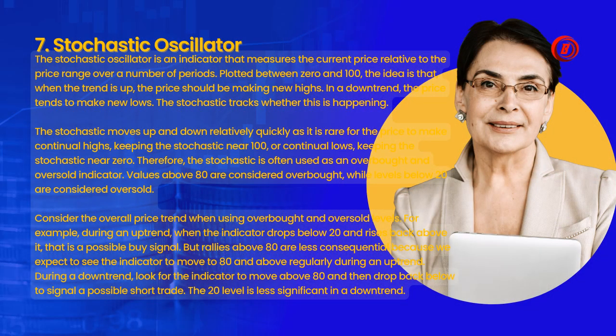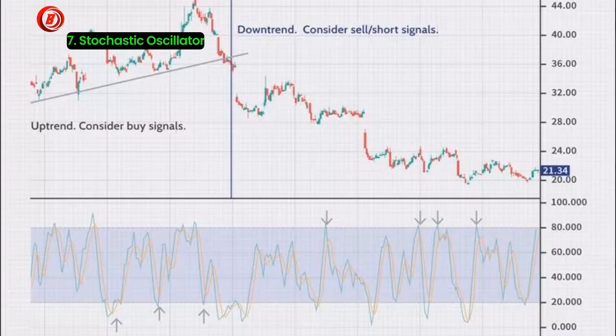7. Stochastic Oscillator. The stochastic oscillator is an indicator that measures the current price relative to the price range over a number of periods. Plotted between 0 and 100, the idea is that, when the trend is up, the price should be making new highs. In a downtrend, the price tends to make new lows. The stochastic tracks whether this is happening. The stochastic moves up and down relatively quickly as it is rare for the price to make continual highs, keeping the stochastic near 100, or continual lows, keeping the stochastic near 0.